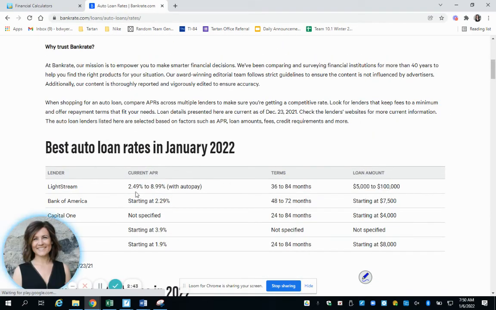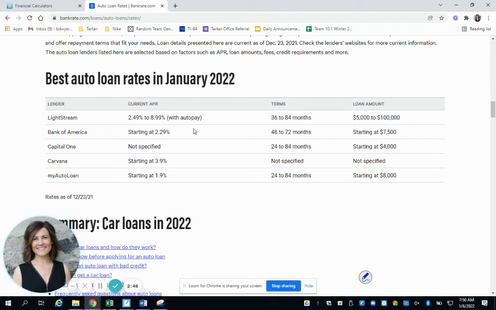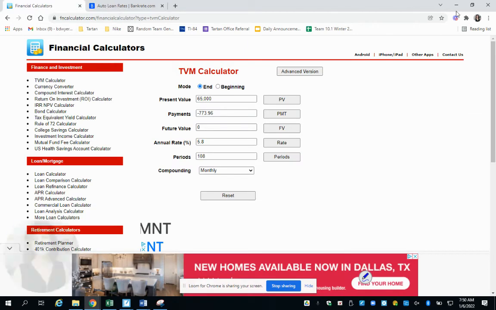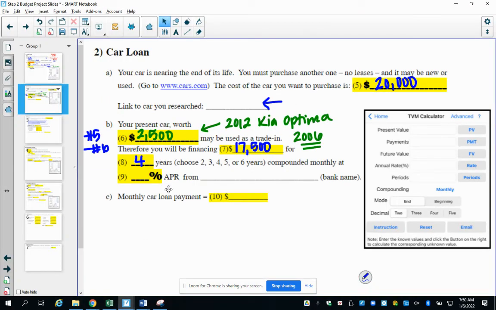Okay, so somewhere between 2.49 and 8. So I would say this one maybe. Okay, like 4%. So just Google something, put it in there. So let's do 4%. And then again, if you looked it up, you can just put from the bank of Google. So then you're going to put this into the calculator, into that calculator app on your phone.